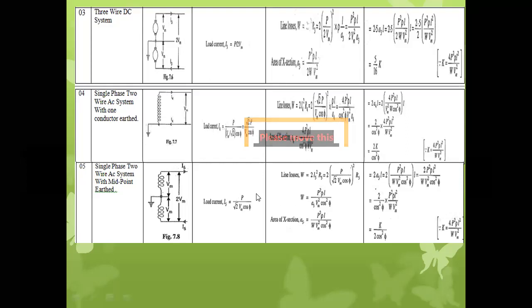Is it clear to one and all? Yes, anybody tell me how you got the idea how the comparison between the conductor cost for the different AC transmission supply schemes will be made? Yes, tell me.